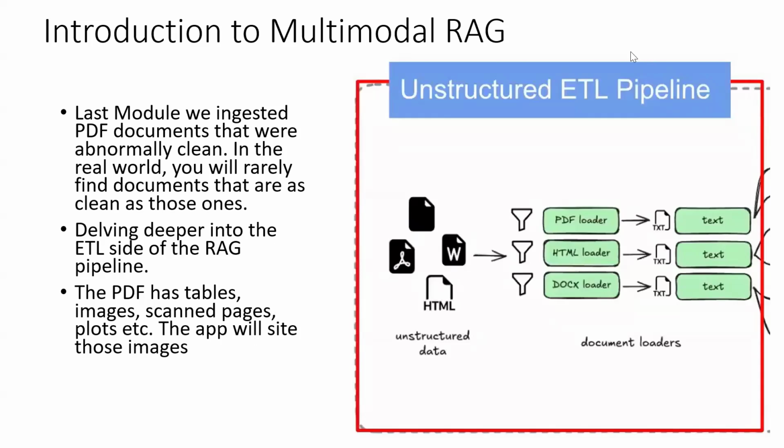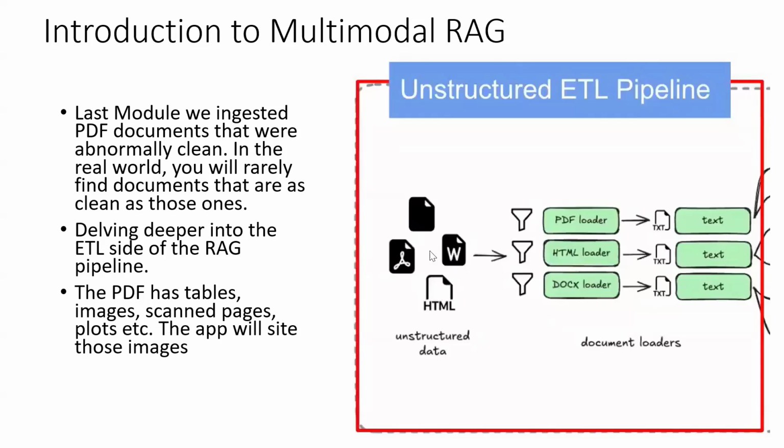For example, this is the unstructured ETL pipeline. In the last class also we saw, even if we have a PDF which is very simple, what we do is we extract the text with the help of certain loaders, which are like LangChain loaders. Once you extract the text, then it will be very easy to deal with.